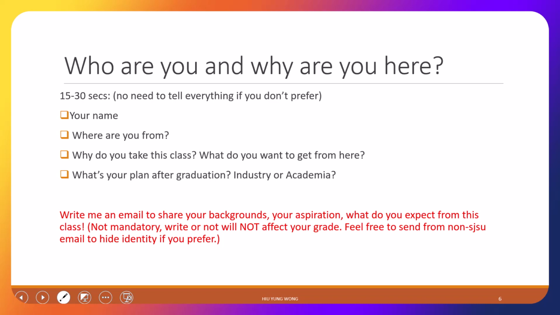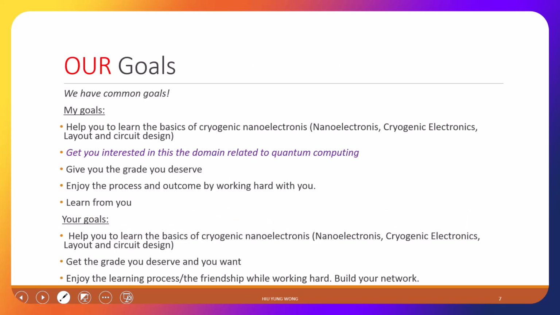So why don't you make the best use of me if what you want is to learn something? And if you find the research aligns with your goal, you can do research together. So don't waste your time and opportunity. In this class, of course, my goal is to help you learn the basics of nanoelectronics, including layout skill and circuit design.